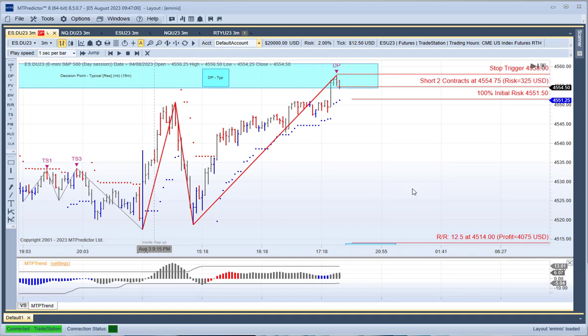This is what MTPredictor is all about. It's not about projecting the future or anticipating where the market's going. It's saying that if you're right, you have a big trade, not in dollars but in risk units. If you're wrong, you have a small loss and your loss is kept small under control.